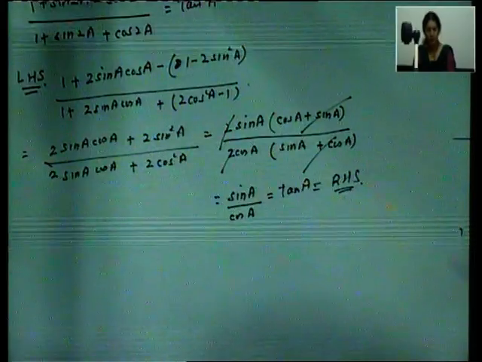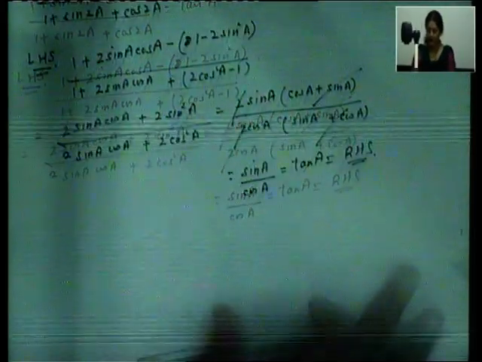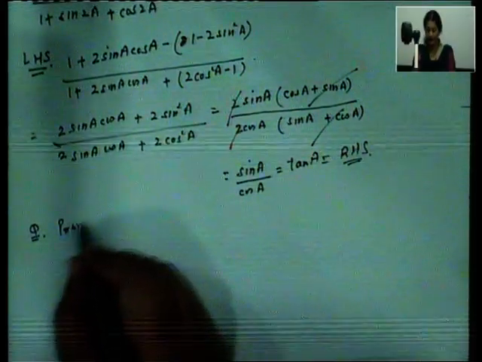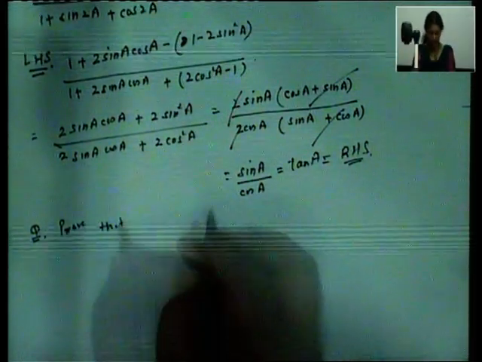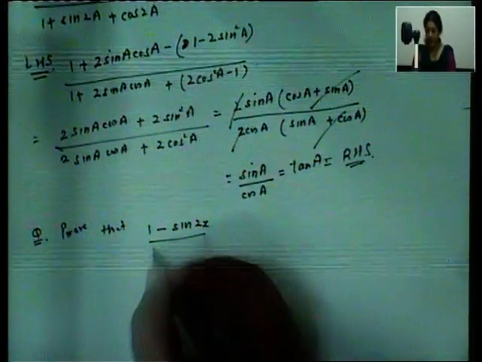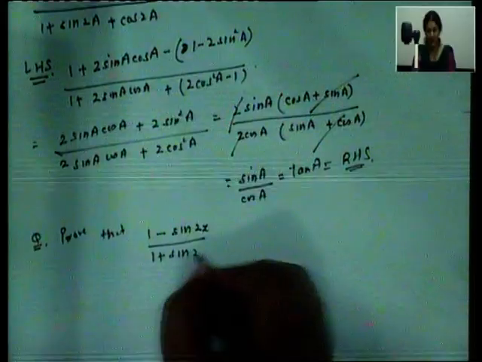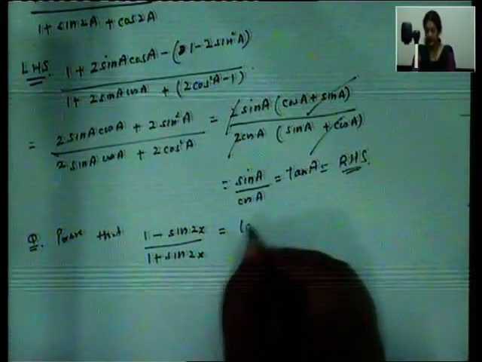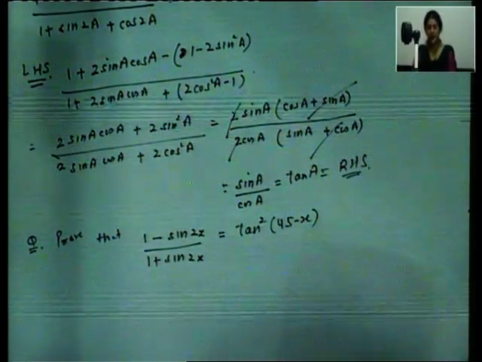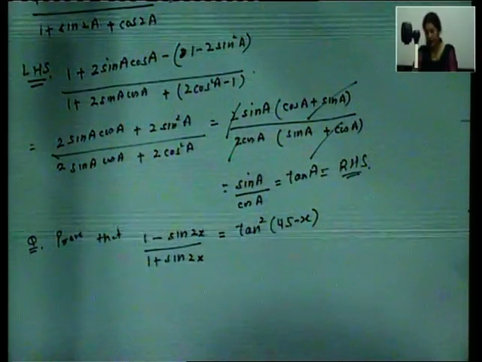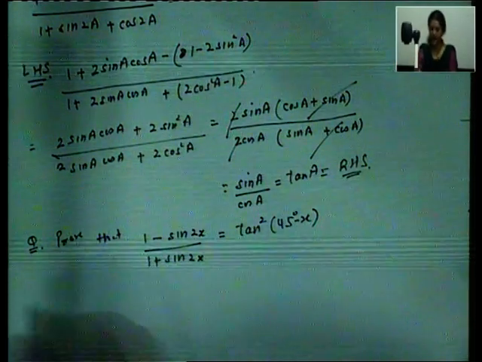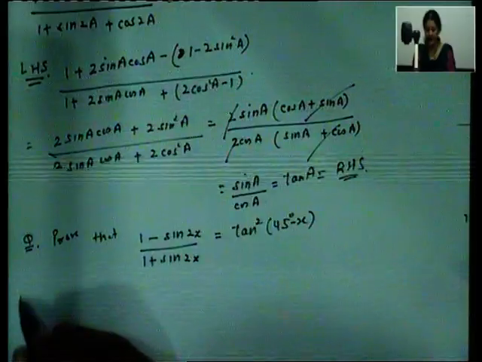Okay. So let's try one more question. Prove that (1 minus sin 2x) upon (1 plus sin 2x) is equal to tan square (45 degree minus x). In this I will try to solve the right hand side first.